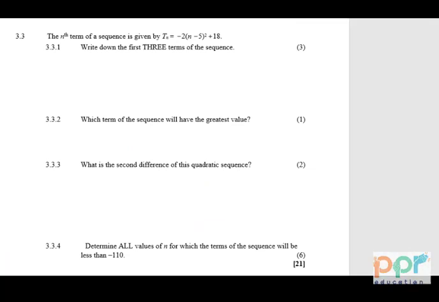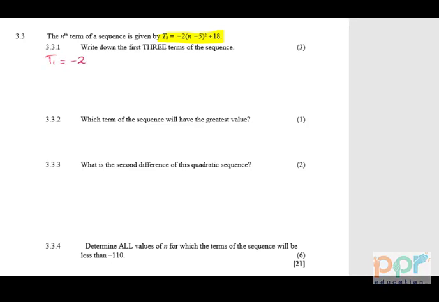3.3, but here the nth term of a sequence is given by nth term equals minus 2 into n minus 5 all squared plus 18. We are required to write the first 3 terms of the sequence. So we just say the first term, where we put n as 1 only.